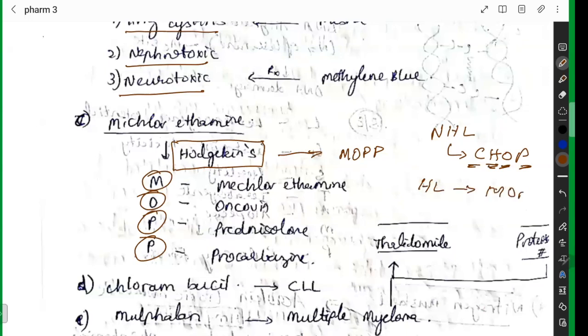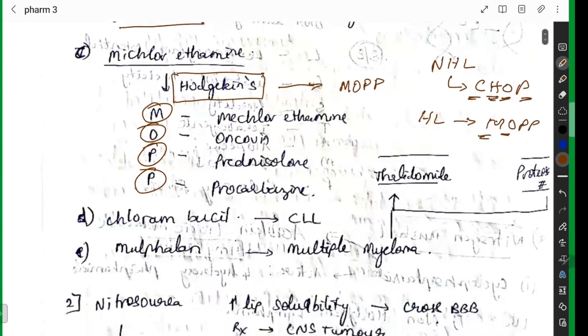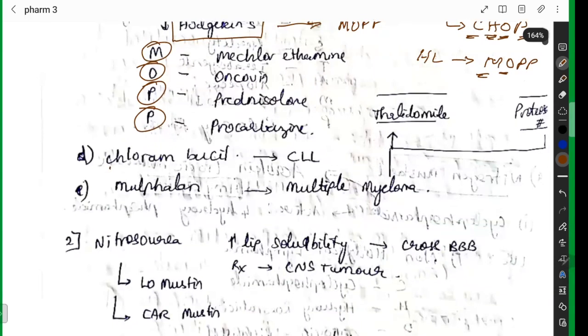What is the MOPP regimen? You are going to go for mechlorethamine. Then O stands for Oncovin. P stands for prednisolone. Another P stands for procarbazine. Clear, right? Also, you can have another drug called chlorambucil.